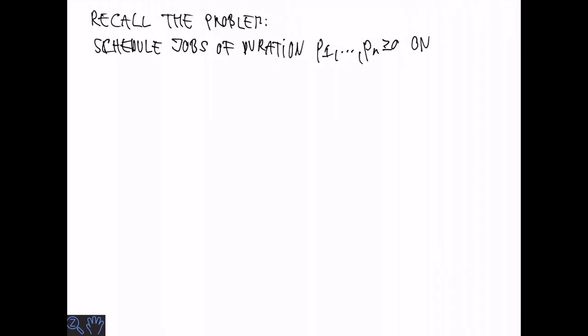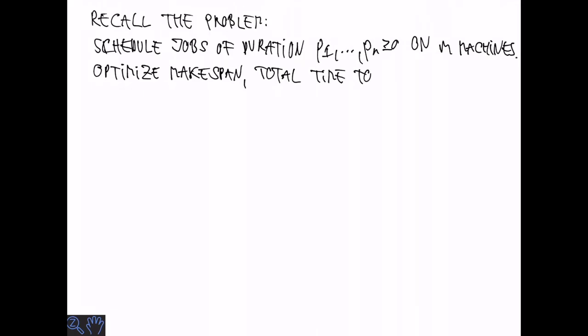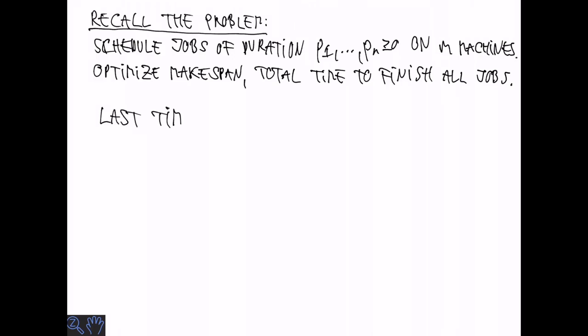First, let's recall the problem that we considered last time. We want to schedule jobs of different durations P1 through Pn, all non-negative, on m machines. The goal is to optimize the makespan, that is the total time to finish all jobs. Last time, we looked at a local search algorithm and showed that it gave a 2 approximation.